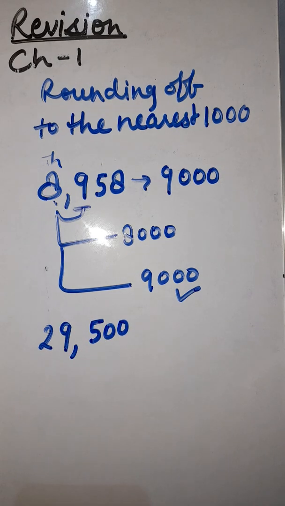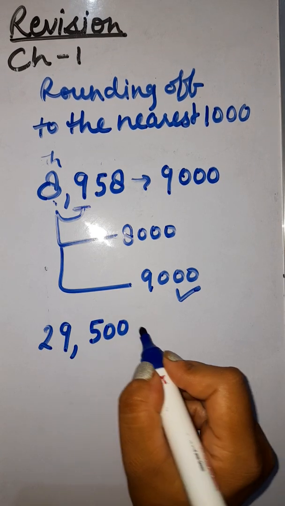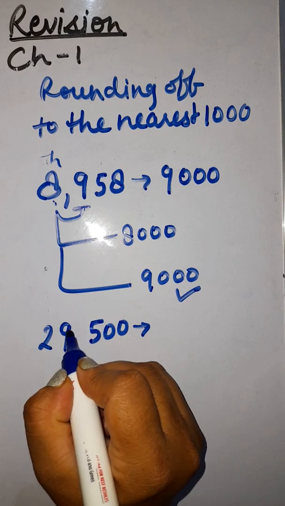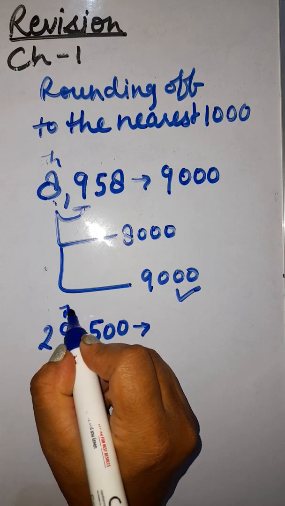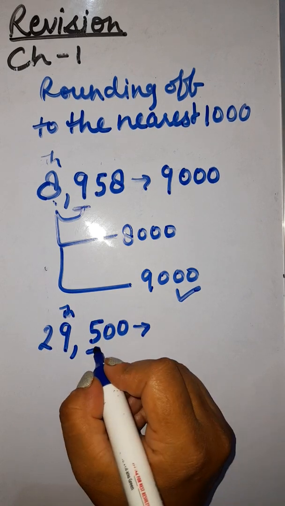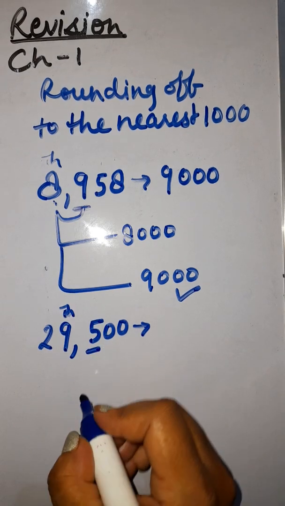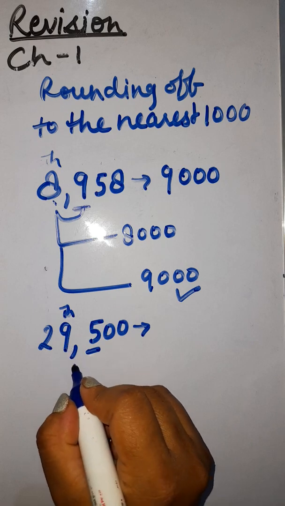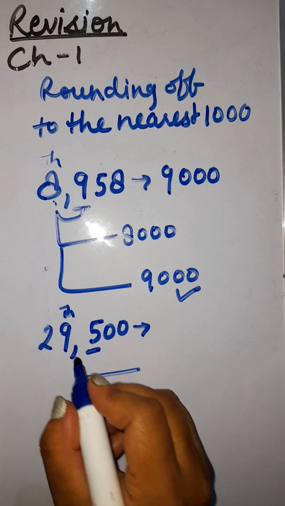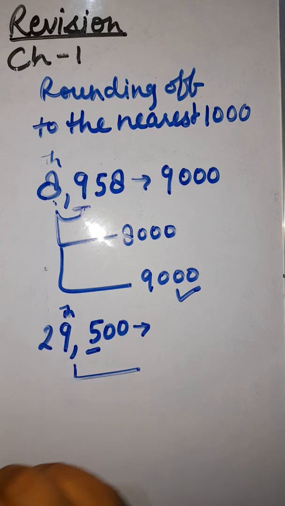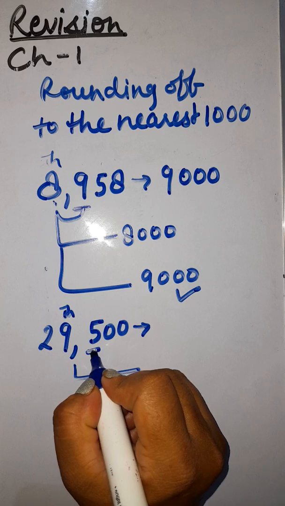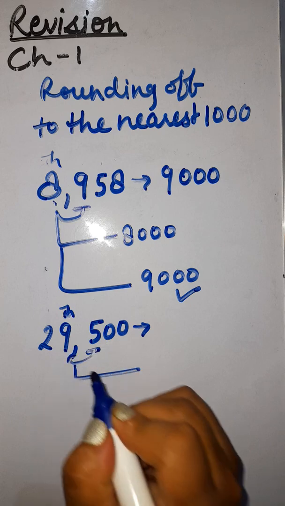Okay, now let's take another number, that is 29500. Now just look at this number. Which digit is in the thousand place? Yes, this is. So we'll just look into the hundreds place. Yes, this is 5, greater than. So the multiple of 1000 is 10,000. The 1 from 10,000 will carry over here. So it is 5, so it will give 1 to this one.